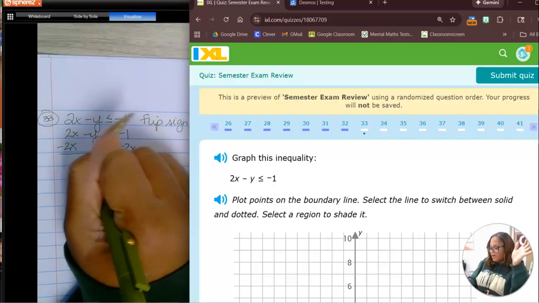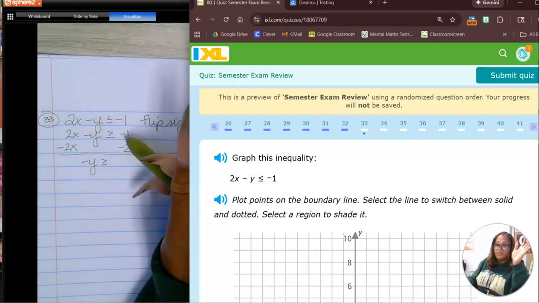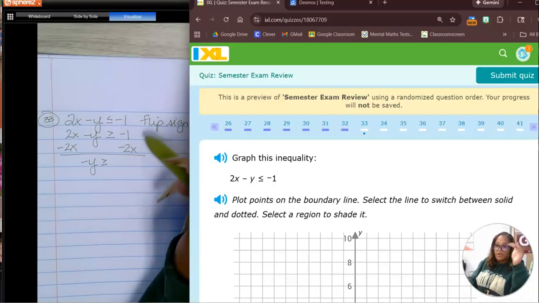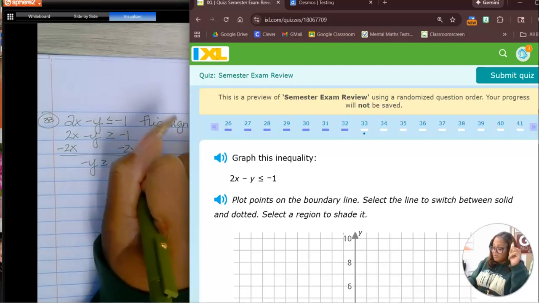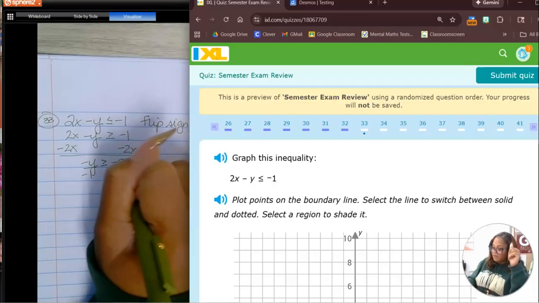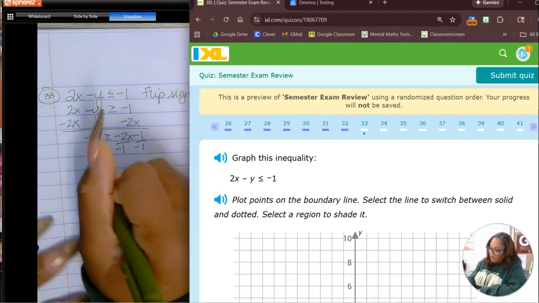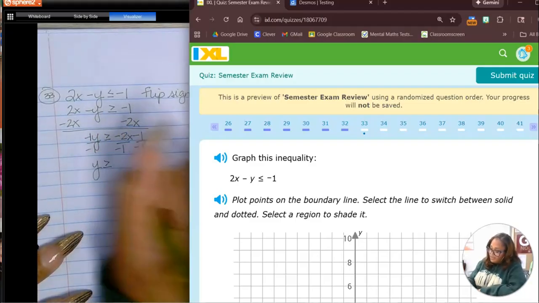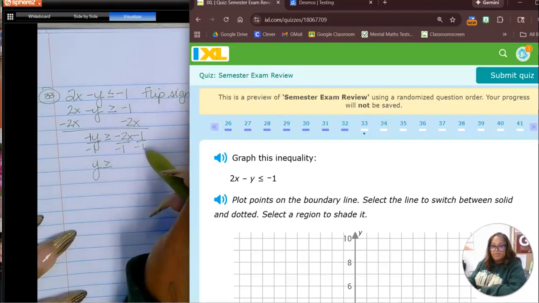-y is greater than or equal to, remember this can't go together. This is not -3x. This is not 1x. They stay apart. This is -2x minus 1. Then divide by -1, divide by -1, divide by -1, because there's a -1 here in front of this y. Y is greater than or equal to, because I've already flipped my sign when I divided by my negative.